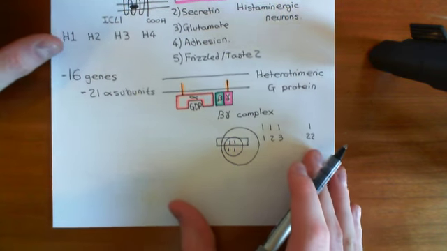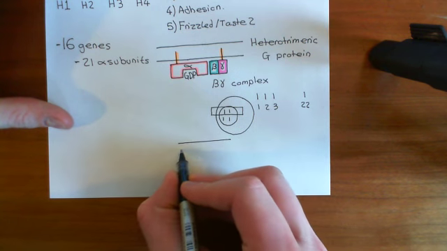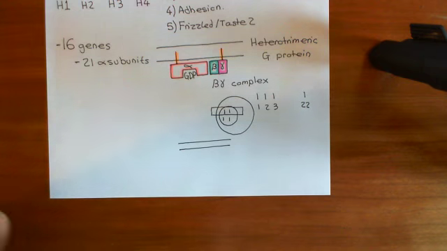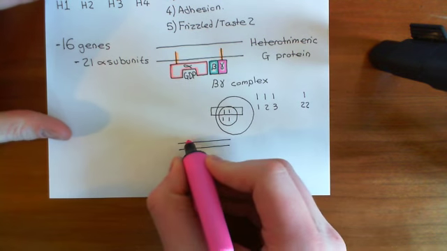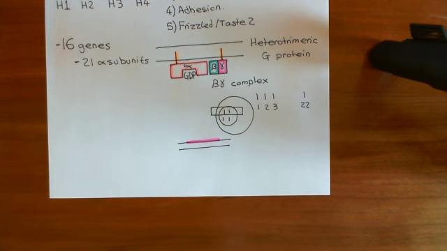Okay, so let me just remind you of the central dogma of biology. If we have our gene here, so let's say this is a gene for the alpha subunit of a heterotrimeric G protein. And you should know, of course, that the DNA has to be transcribed into a piece of mRNA.